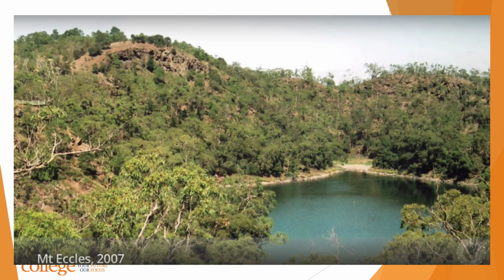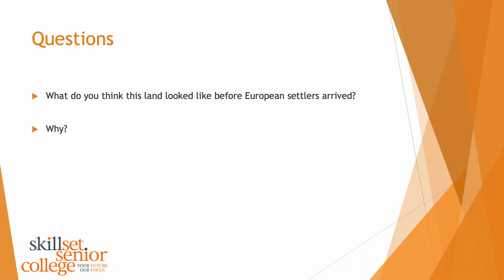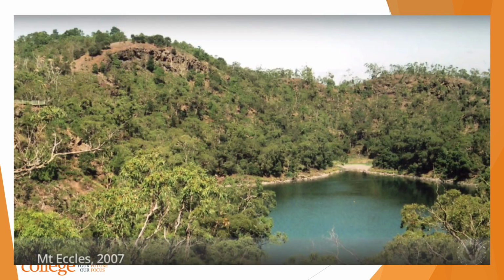And this is Mount Eccles, and this picture was taken in 2007. And I want you to consider a few questions when you look at this image. I want you to think, what did this land look like before European settlers arrived, and why? So just what your idea may be. It doesn't have to be the correct answer, but what do you think this land looked like? I'll show you the picture again. What do you think this land looked like before European settlers arrived?